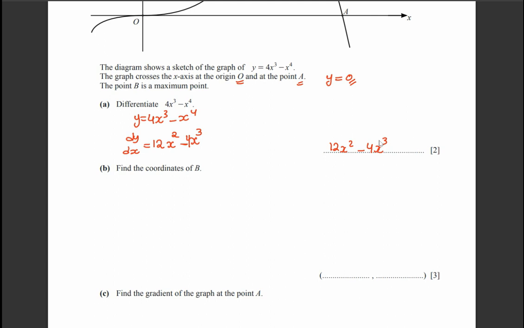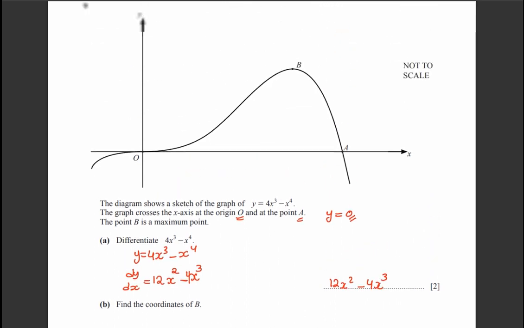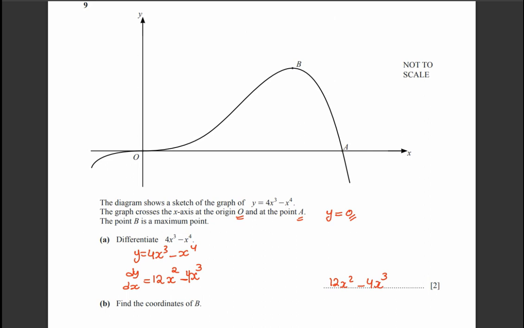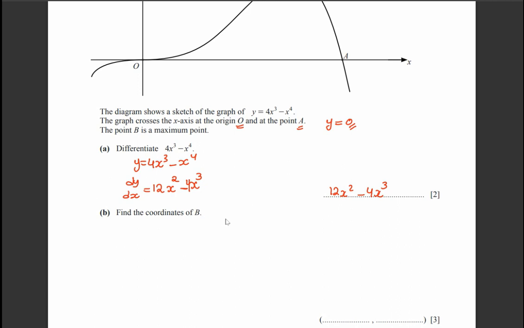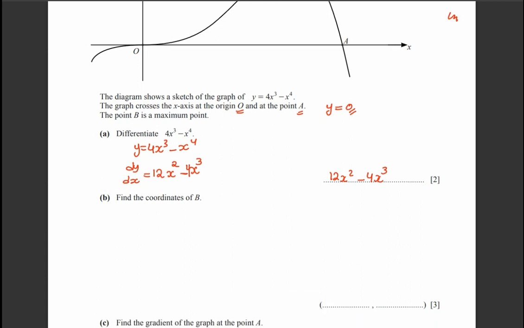Then the next question is telling me to find the coordinates of B. If we look here, he said that B is the maximum point. And this maximum point means that the tangent at it is horizontal. We have 2 points here where the tangent is horizontal, O and B, and the tangent being horizontal means dy by dx equals 0. This is very important. Whenever you see a horizontal tangent, that means the gradient equals 0, so dy by dx equals 0. So I am going to write the differentiation we got from the last question and make it equal to 0.